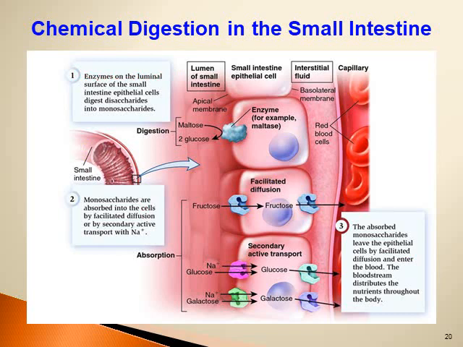So here we can see a summary of the chemical digestion that happens in the small intestine, where the enzymes on the luminal surface of the small intestinal cells, or the brush border enzymes, will digest the poly and disaccharides into monosaccharides that can be absorbed easily.